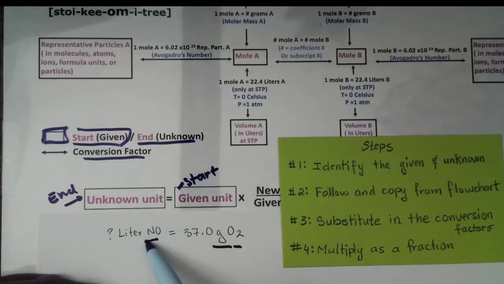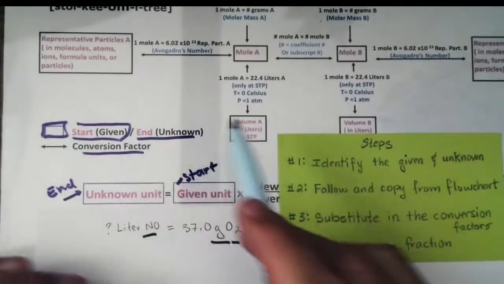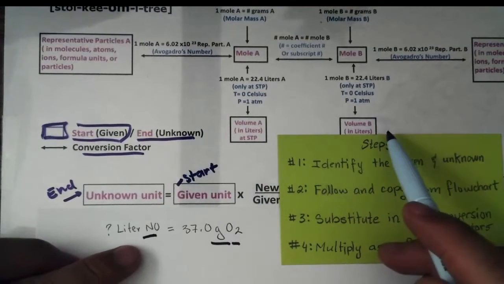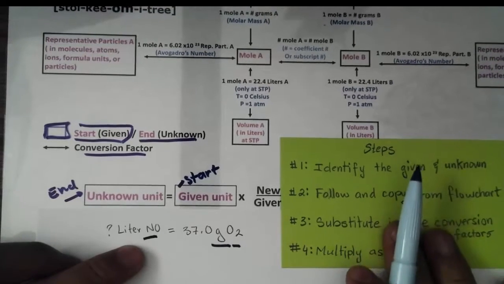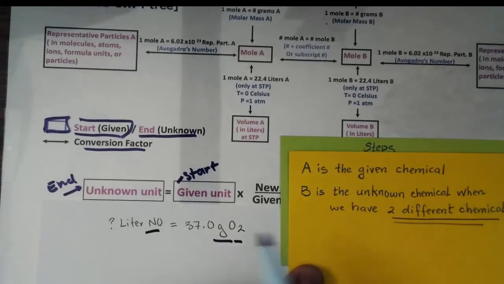And you notice NO is not the same thing as O2. That tells you we are using two different chemicals. So for the liter, we're not going to look at size A anymore, but we are going to look at size B. Because A is our given, B is our unknown when we have two different chemicals. And again, B is our unknown chemical, and A is our given.